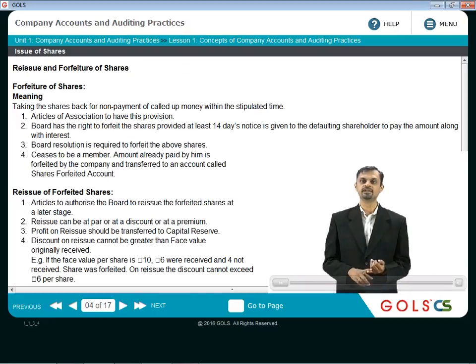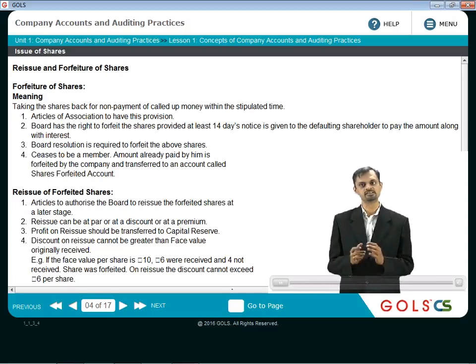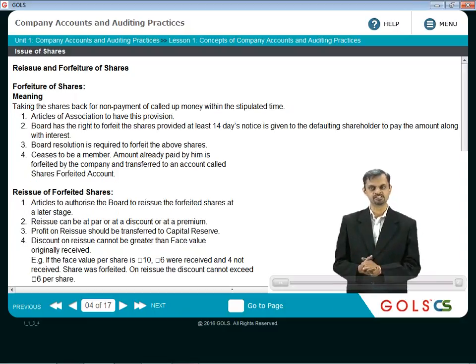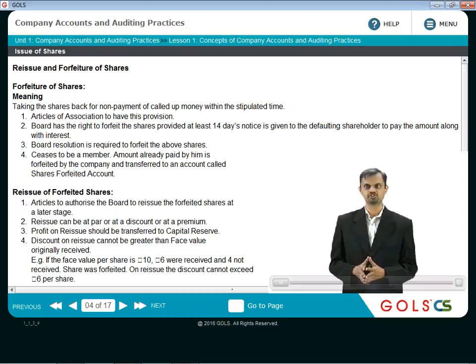So forfeiture means taking the shares back for non-payment of called up money within the stipulated time. Now the articles of association need to have this provision, and these articles need to give the right to the company to forfeit the shares. Now the board has the right to forfeit these shares provided at least 14 days notice is given to the defaulting shareholder to pay the money along with interest.